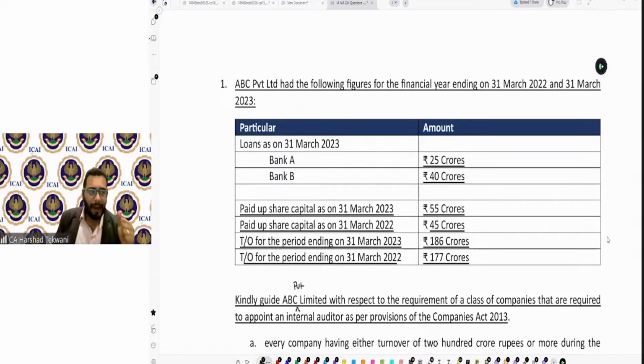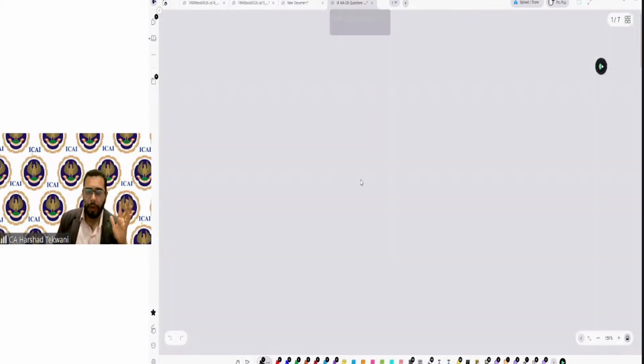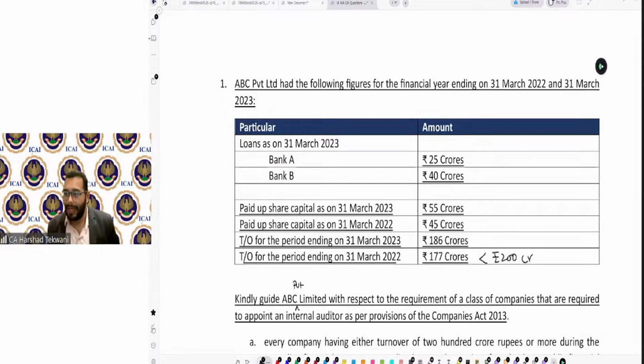So the category is private limited company, and for private limited company, I told you two key conditions: 200 CR turnover, outstanding loan 100 CR. So my turnover is less than 200 CR. Fine. And outstanding loan. As of now, there is no detail of the loan as on 31st March 22. No details have been given on 31st March 22.